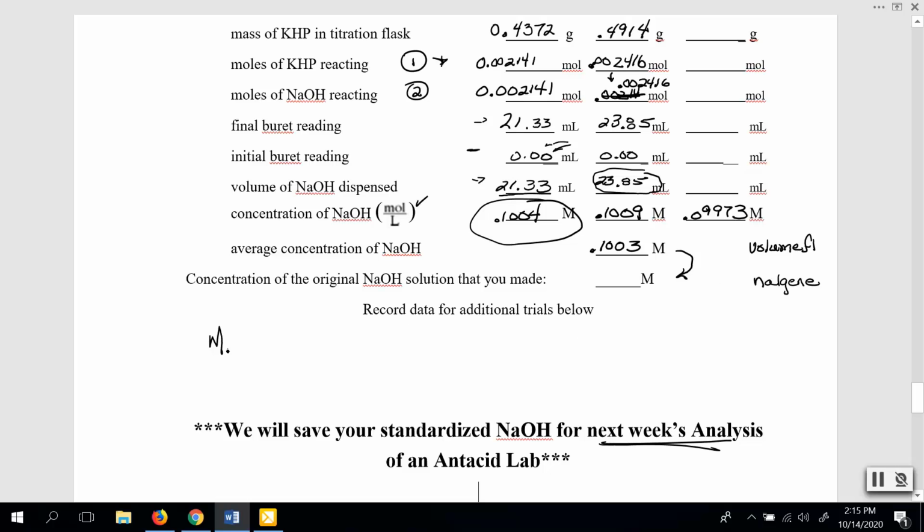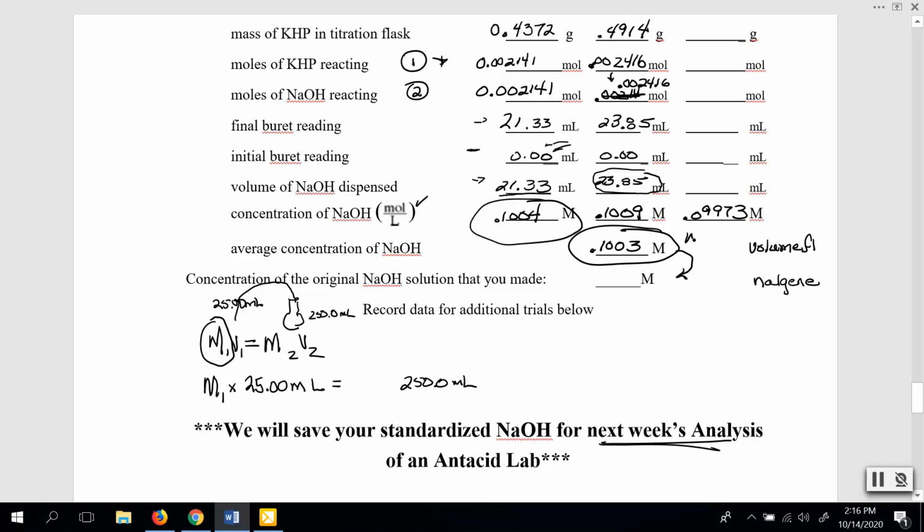So for this, we made a dilution, so we're going to use our dilution equation. M1V1 equals M2V2. M1 is what we're looking for, that we're unsure of. So I'm going to keep M1 here. Now we used a 25 milliliter sample of this, and I'm going to shortcut and leave it in milliliters. I used a 25 milliliter aliquot and put it into a 250 milliliter volumetric flask. So I took 25 milliliters of my initial and put it into a 250. So my V2 was 250 milliliters. My M2 was what I measured.